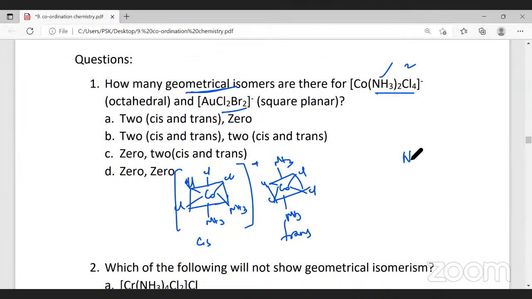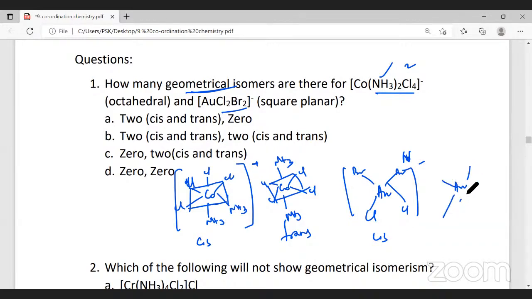Likewise, if you take gold, Au, square planar. If I represent Br, Cl, and Cl, what will this isomer be? Cis isomer. Chlorine is close to each other. Likewise, if I write here Br, here Br, Cl and Cl, what will this be called as?